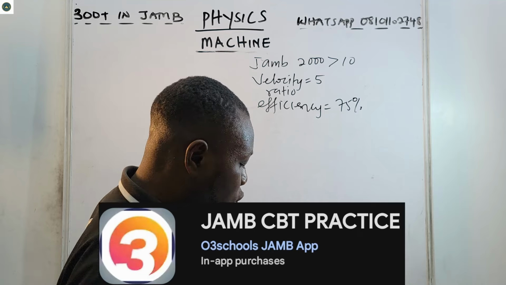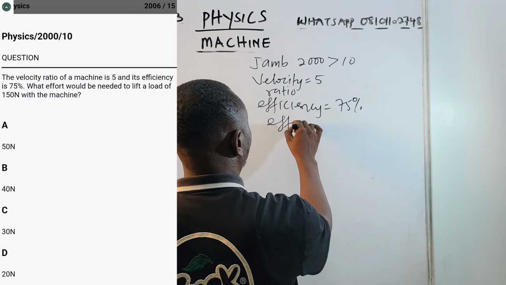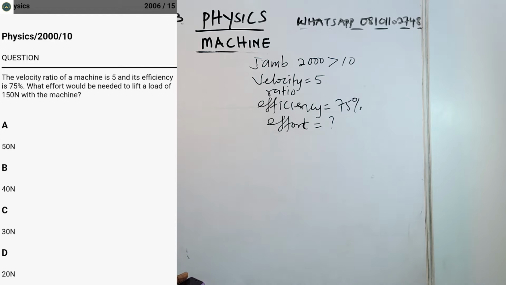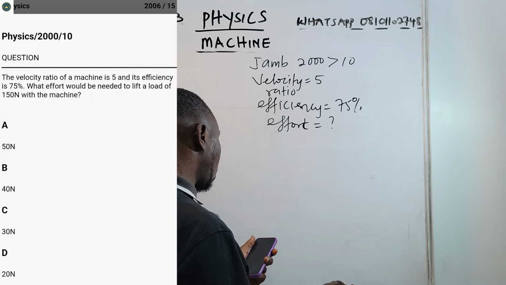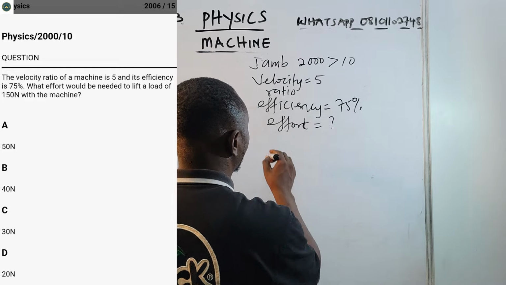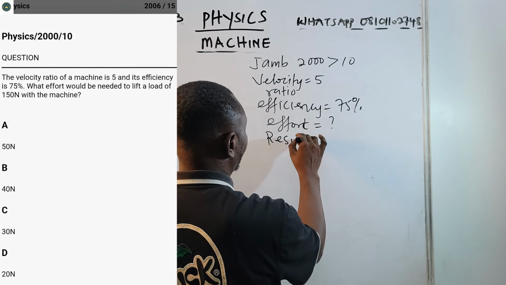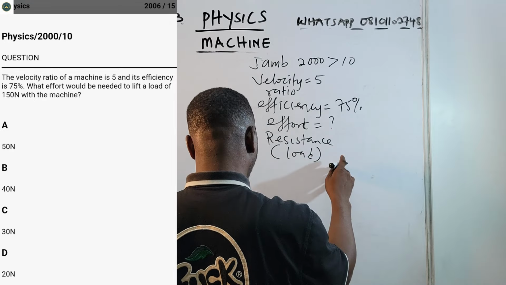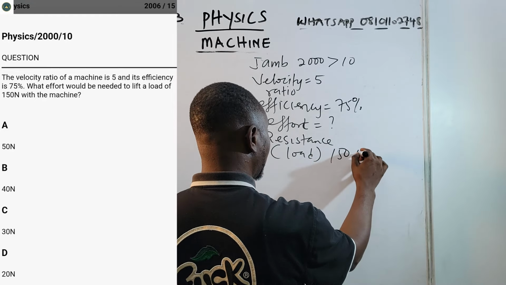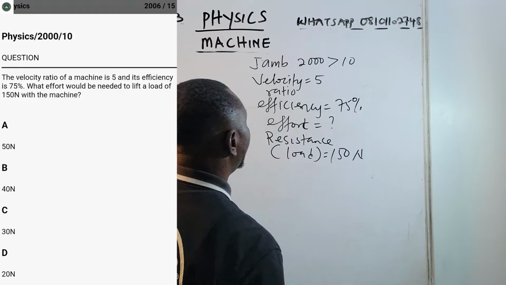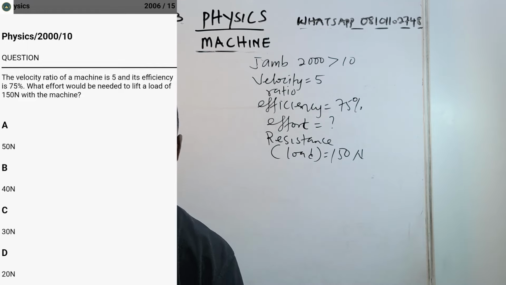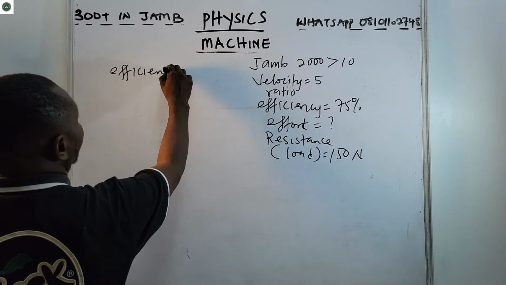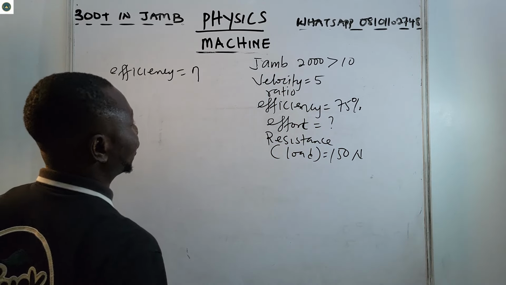Now it says, what effort will be needed? Effort, we don't know. Then they say, what effort is needed to lift a load? So there's a resistance, which is the load. There's a resistance of 150 Newton. Okay? So that implies that efficiency, we know efficiency, this is the symbol of efficiency.